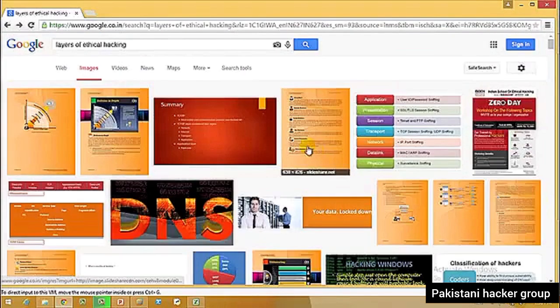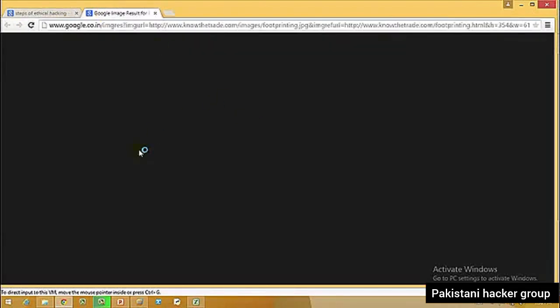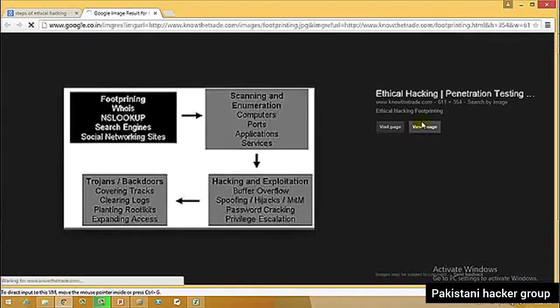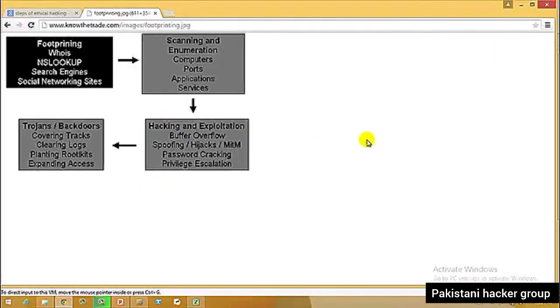So let me check. Okay, I think that it's checking the layers of OSI. So I'll just type steps of ethical hacking. Perfect. So these are the things which we'll go through once we go into detail related to ethical hacking. The first that we would be looking at today would be footprinting, whois, nslookup, search engines and social networking sites. After that, scanning and enumeration, that is computer ports, which ports are open, which ports are not, and what would be the application services. Then trojans and backdoors, viruses, and then finally the hacking and exploitation. That would be buffer overflow, spoofing, or different types of attacks, which includes even DDoS, which is not over here as of now. But these are things I would be teaching you.